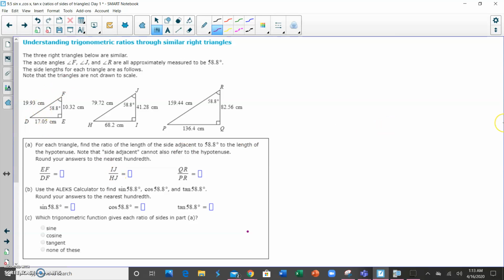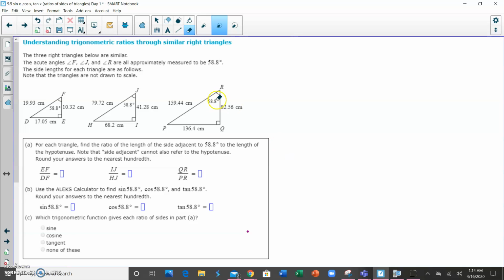So for this one, it's going to be hard to write these in here. I might just say them and let you guys write them in. So it's going to be 10.32 on the top and 19.93 on the bottom. All right, IJ divided by HJ.